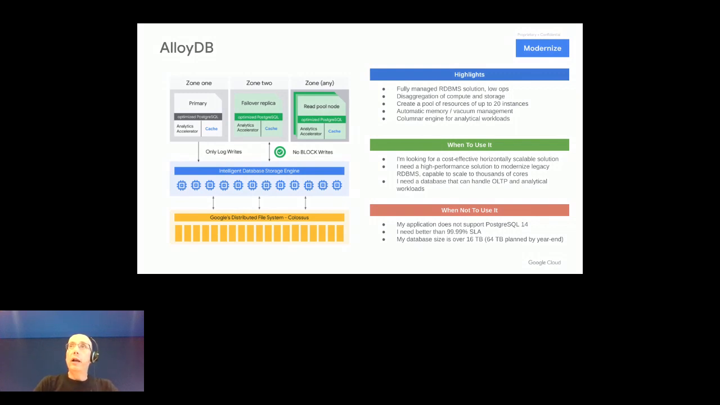But if you have a highly computational workload where you need to add more CPUs, you would be able to scale up as much as you can with AlloyDB, which is currently, I believe, up to 96 CPUs. And then it's going to take advantage of that.